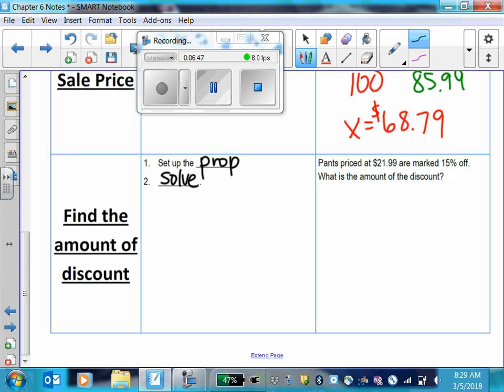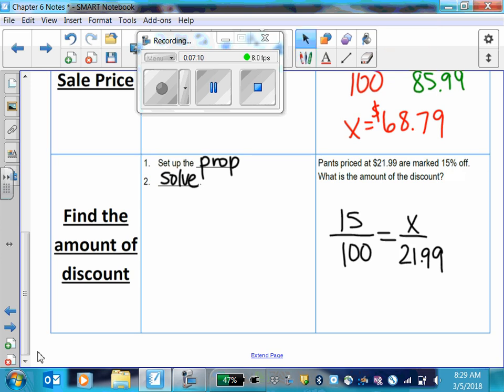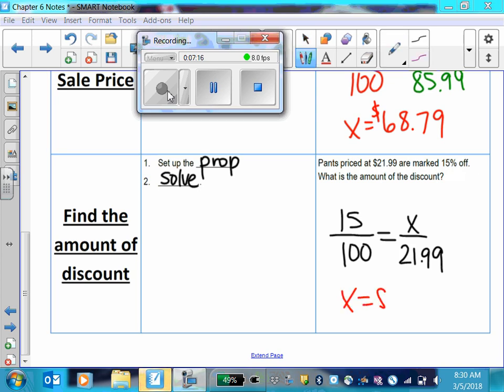So on this part, you're just going to do the 15 over 100. This one, you're actually using the percent they give you because you want to know what is 15% of $21.99. And then X over $21.99. This is when they ask, what is the amount of the discount or how much am I actually saving? This is when you're going to do this. If you want to know the new sale price, it's when you're going to subtract. All right, solve that. All right, hopefully you got X to be $3.30.